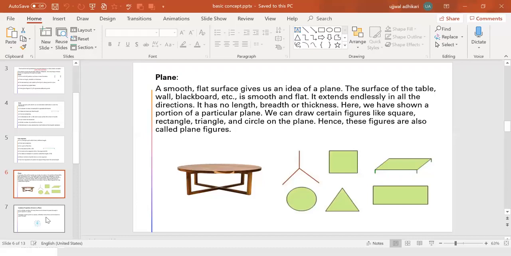Students, you must clear the concept of the plane. And while clarifying the concept of the plane, a smooth and flat surface may provide the concept of plane.